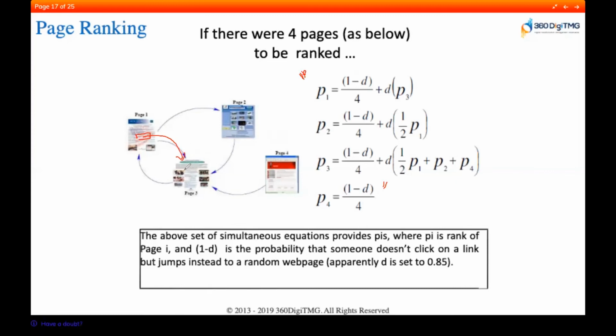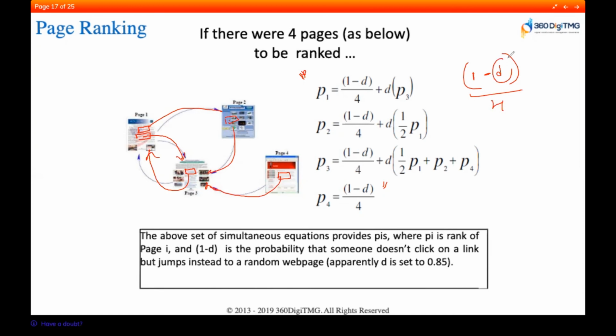And page 3 also has a link to go back to page 1, right? And here also page 1 has a link to go to page 2, and page 2 has a link to go to page 3, and page 4 has only a link to go to page 3. So now Google will analyze based on this formula, 1 minus d divided by 4.